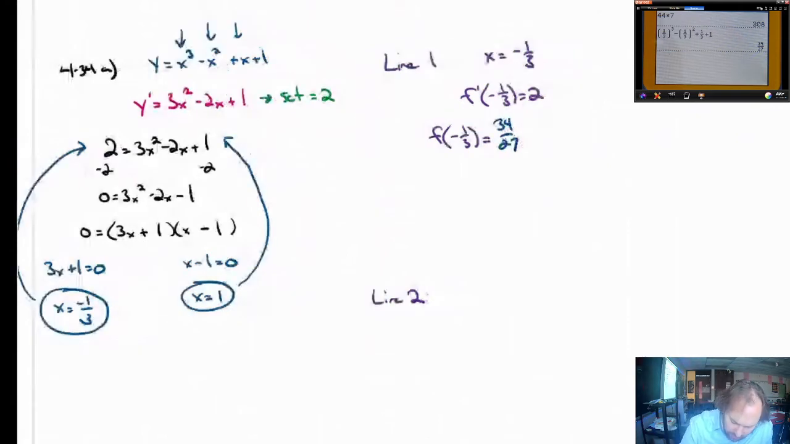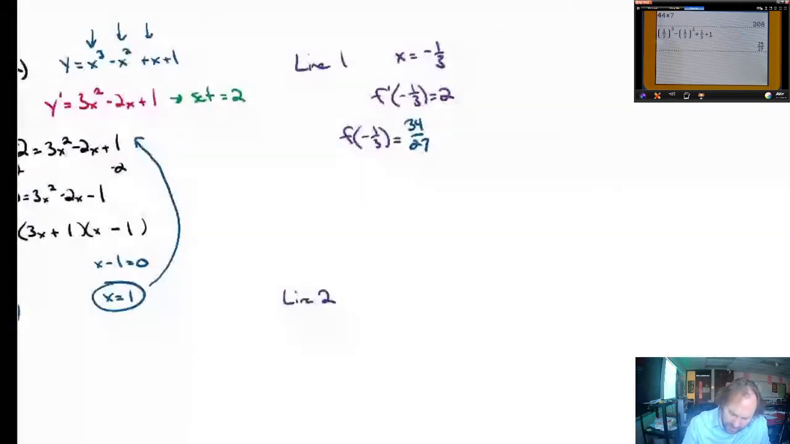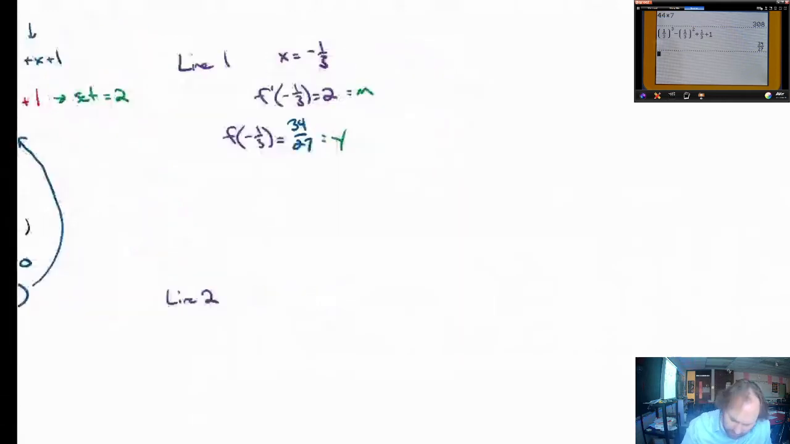So basically, if you want to think about this in point slope form, there's your x, this is your y, and there's your slope. So we're going to put this into point slope form right now. It'll look like this. Y minus 34 over 27 equals the slope of 2 times x plus 1/3.